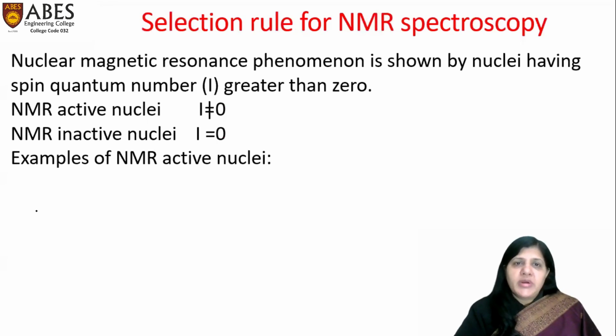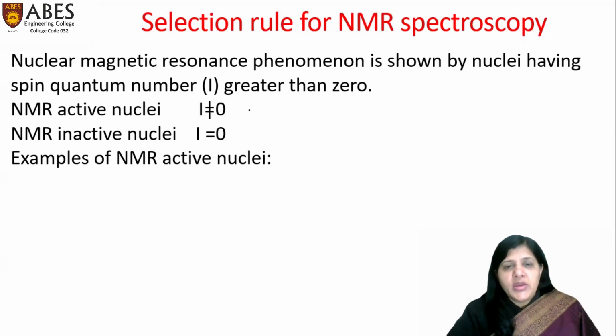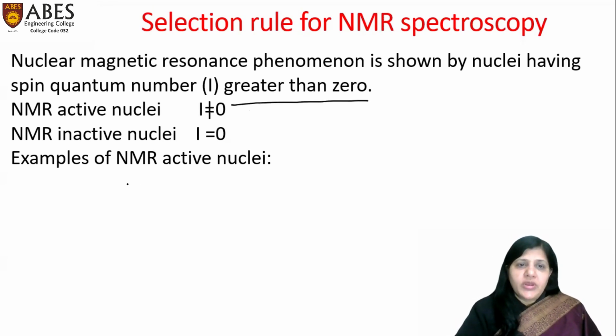Selection rule for NMR spectroscopy is that all the magnetically active nuclei with spin quantum number value greater than 0, or not equal to 0, will be NMR active. This value should be greater than 0. They are NMR active nuclei.